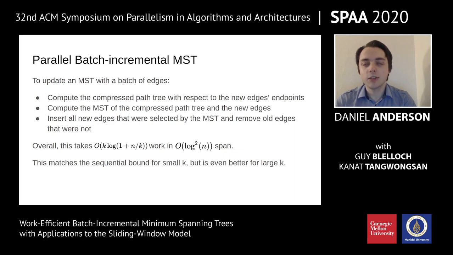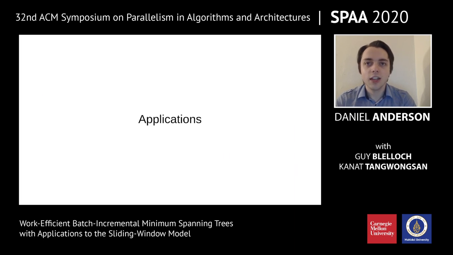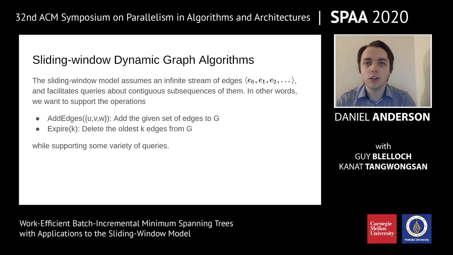Now let's see what else we can do with this cool new data structure. It turns out that incremental MST is a really useful ingredient for solving sliding window dynamic graph problems. So in the sliding window model, we assume we have some infinite stream of edges incoming. And what we want to do is make queries about what the graph looks like over some window of those edges, so some contiguous subsequence of the edges.